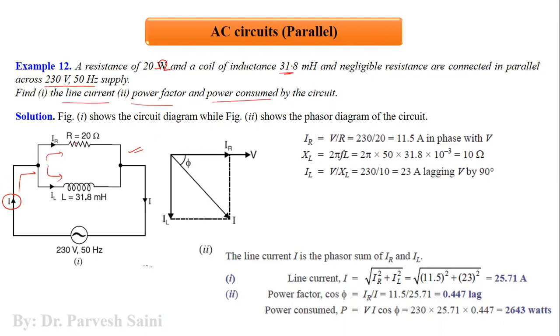Now, as we know that these components will have the same voltage drop across them. So that is the advantage here. So we can easily find out the current that flows through the resistance by using the formula V by R.